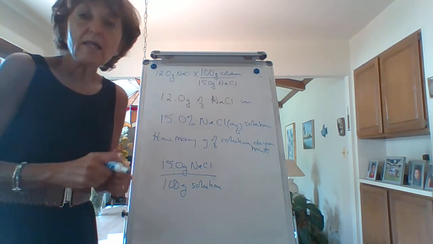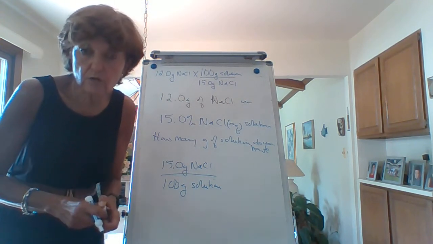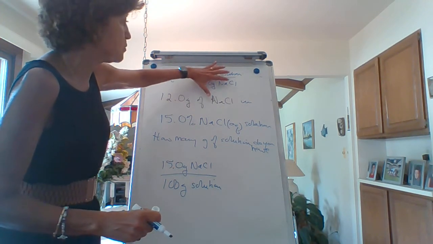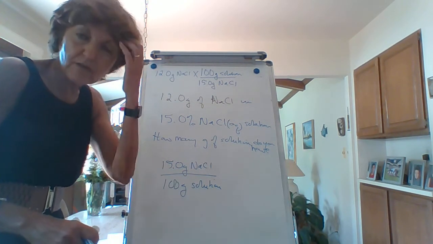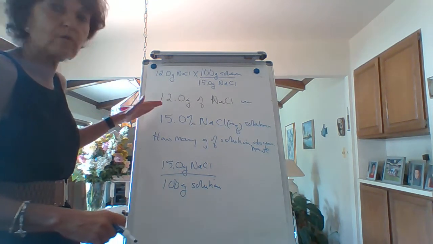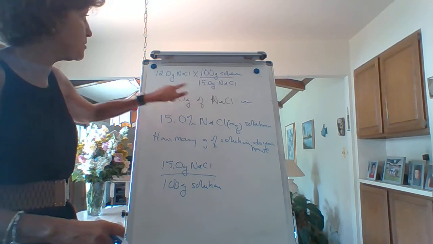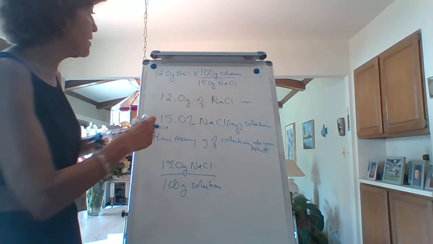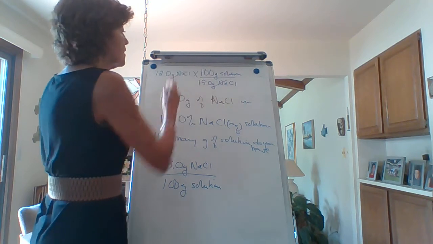All right, let the units guide you. Don't just blindly set it up this way just because we did that in the previous problem. In the previous problem, we didn't do it blindly. We wanted to cancel out grams of solution, so we had to set it up this way. But here you want to cancel out grams of sodium chloride. You flip it, you cancel.